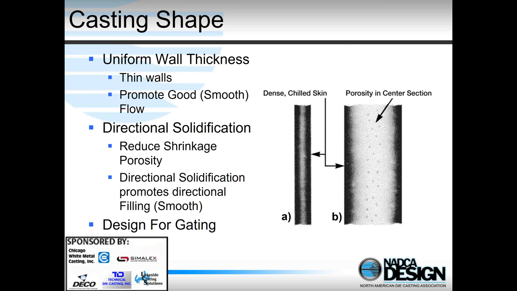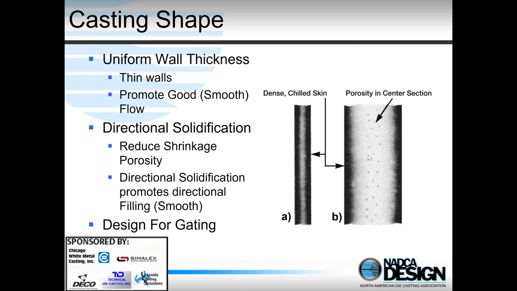Then casting shape. Can you design something with uniform thin walls? Why is this important? Because we're showing here on the left-hand side a casting with thin walls, as we talked about before. We tend to get this chill layer on the surface, and we only get a small layer in the middle where we get the porosity, and a lot of the porosity gets pushed out of the casting because it solidifies so quickly and doesn't have time to form. And so the dense skin on the left-hand side becomes a big percentage of the overall thickness of the casting.